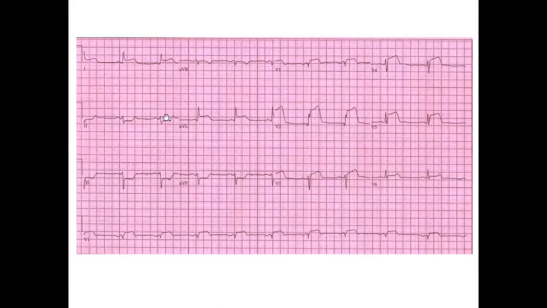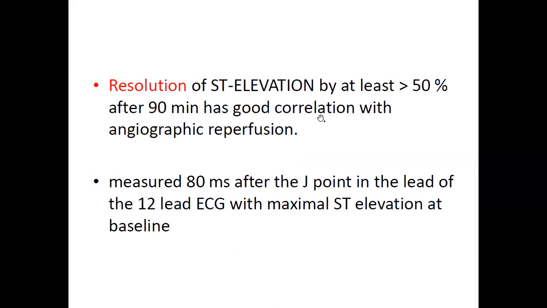Another thing is that sometimes counting all these things can be very difficult and cumbersome, and needs a lot of work. So sometimes the easiest method is to take wherever there is maximum elevation. Suppose this V2 lead has maximum elevation in this ECG. After 90 minutes you take another ECG, and if the elevation in that lead has decreased by more than 50%, that also means it is successful thrombolysis. And it has been seen that it correlates very well with angiographic reperfusion.